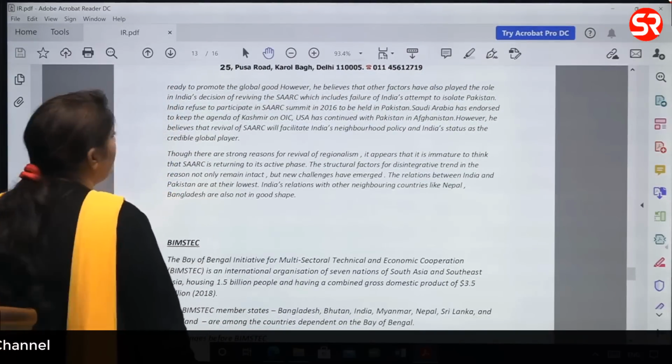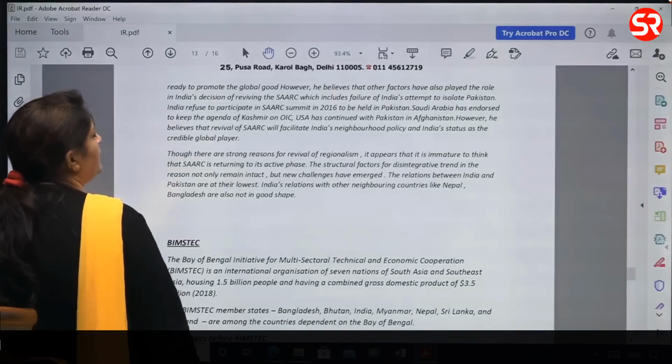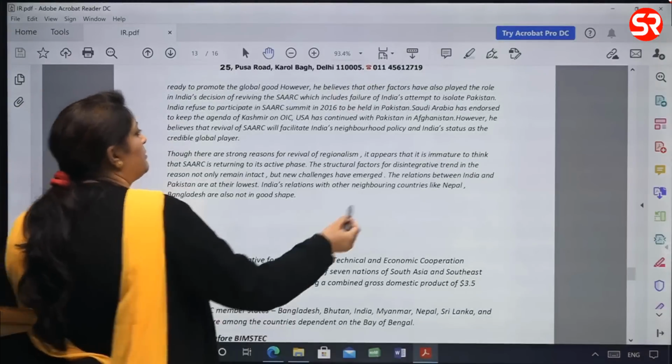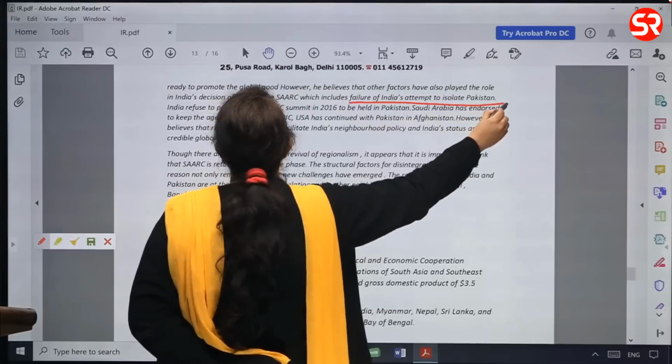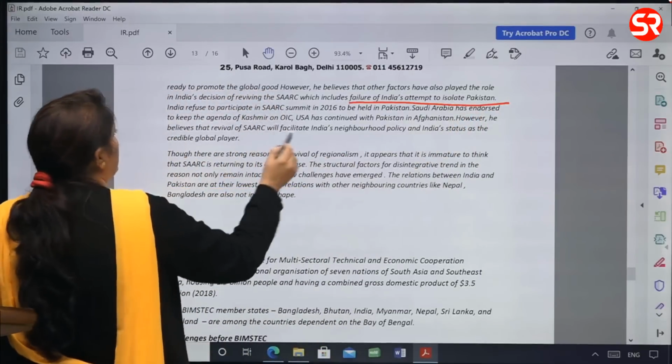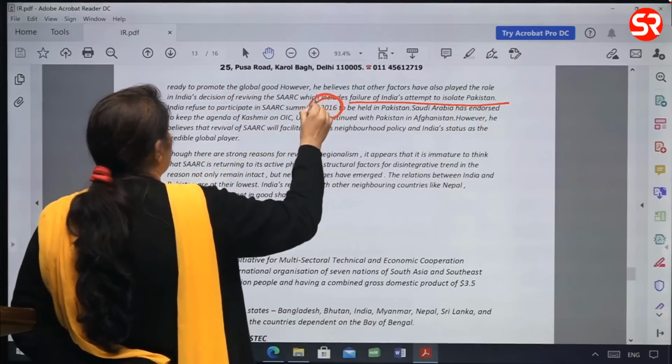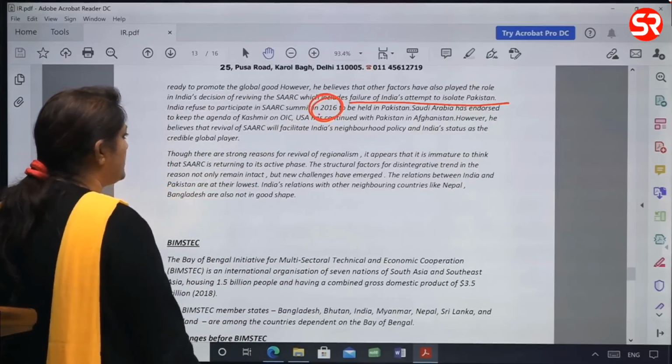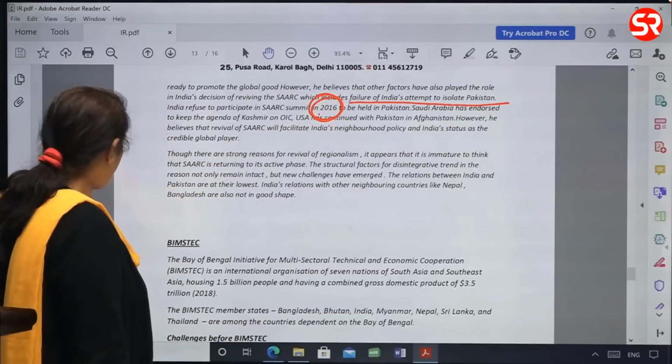However, it is believed that the reason for the revival of SAARC is our failure to isolate Pakistan. Fine, India has not been participating since 2016.